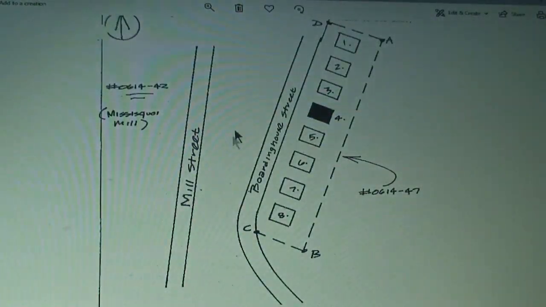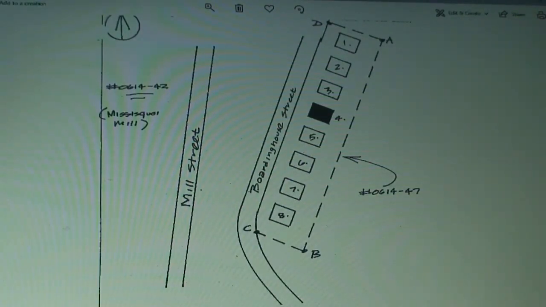This is what it looked like on Mill Street. Here's the plant, and here are the houses, with the exception of number 4, which was a private residence built long before the mill got here, and the property was not secured by them. So the Boarding House Road goes around like this and comes back onto Mill Street.